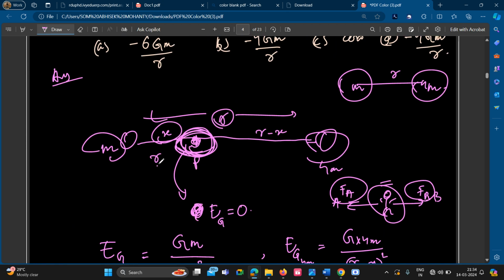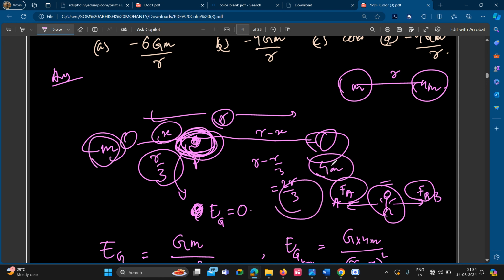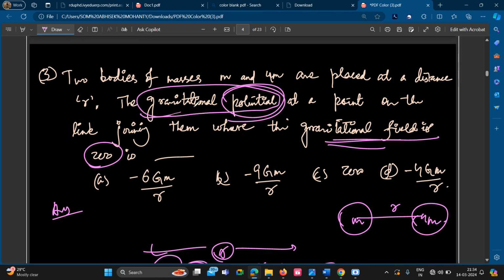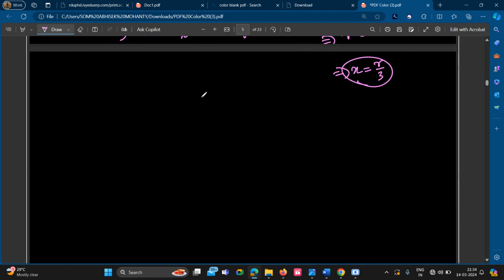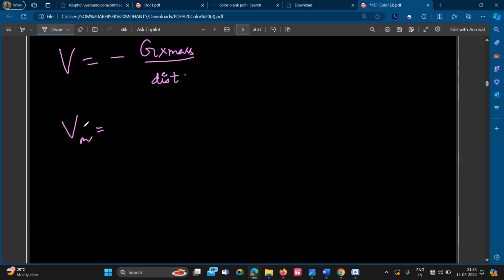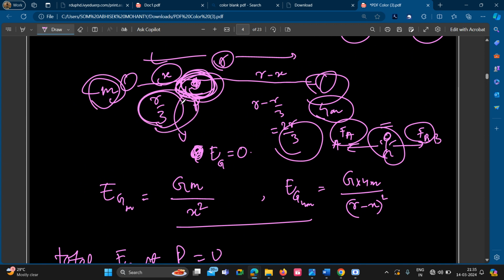That means this is your R by 3, and this is your R minus R by 3, that is 2R by 3. So the point is R by 3 distance from M and 2R by 3 distance from 4M. Now what is the question? We have to calculate the gravitational potential. What is the formula for potential? There is a negative sign, G into mass by distance. So gravitation potential for mass M will be minus GM by distance. The distance we found is R by 3.